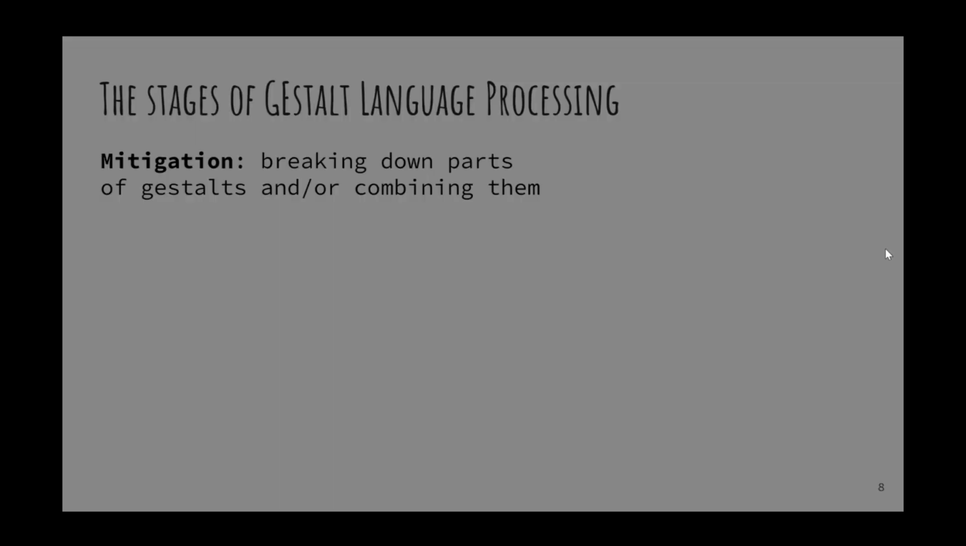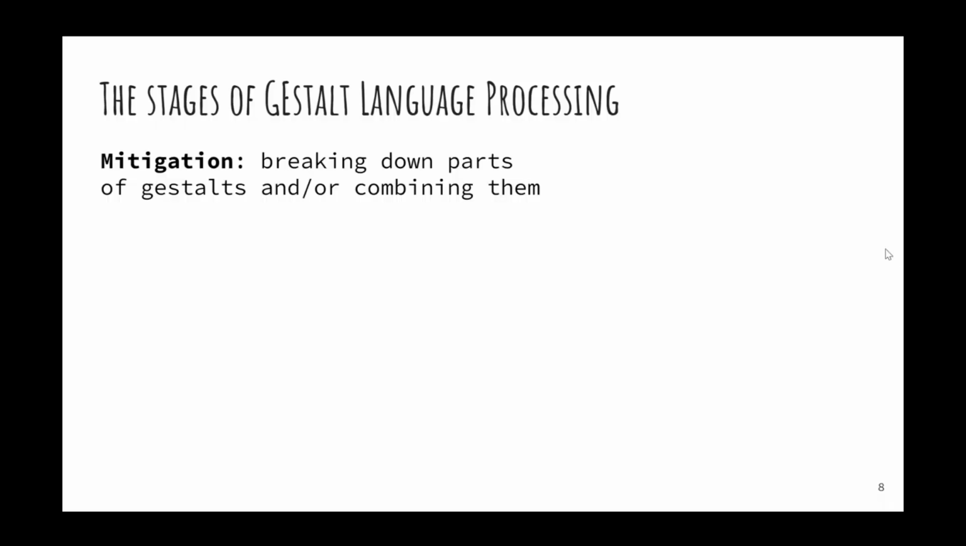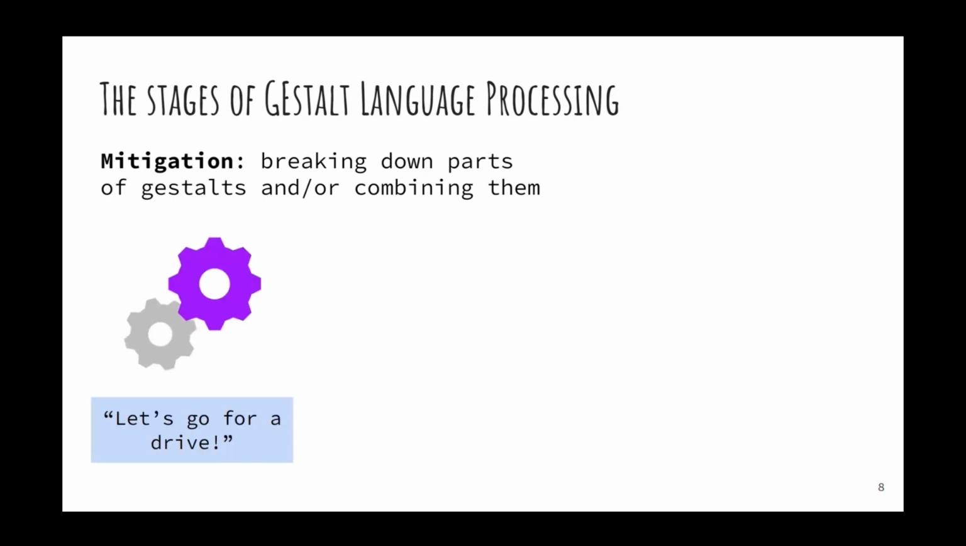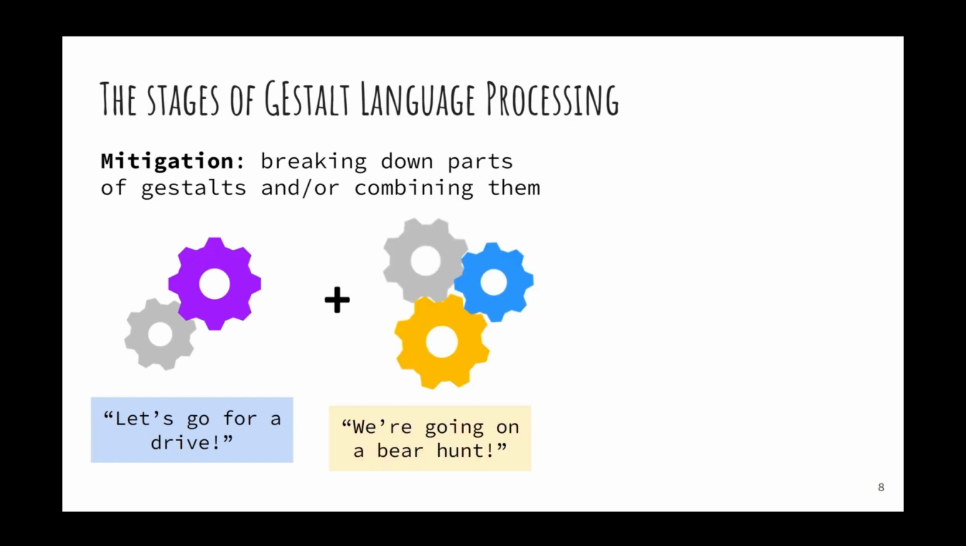So in terms of the stages of Gestalt language processing, after a child has acquired a Gestalt from their environment that they've heard, they then start mitigating them. And mitigation is basically just breaking down parts of the Gestalts and combining them. So I'll give you an example to help you make sense of it a little bit clearer. A child might have learned the Gestalt, let's go for a drive. And then they might have also learned another Gestalt, which is we're going on a bear hunt.